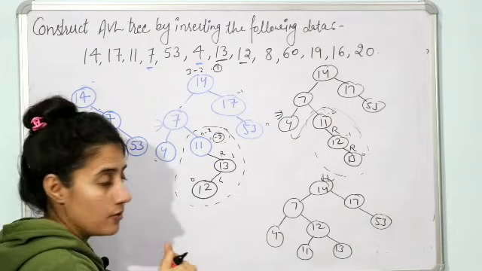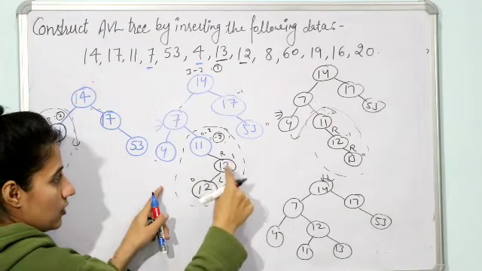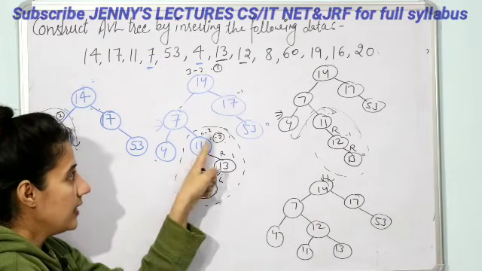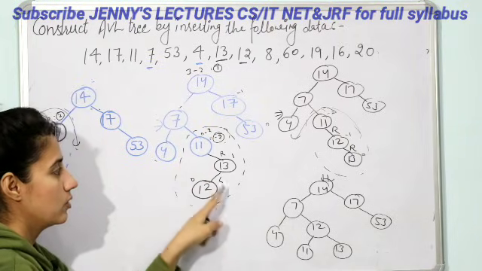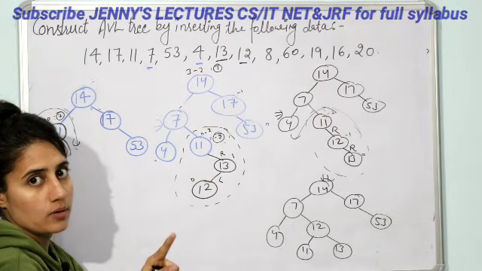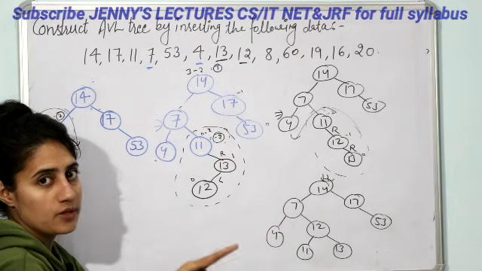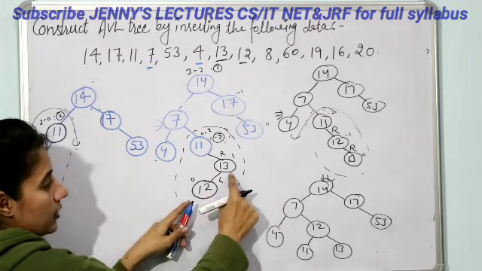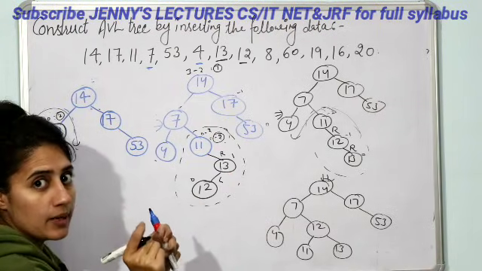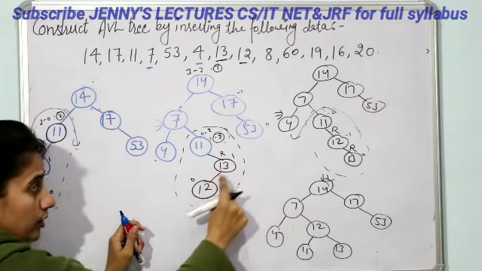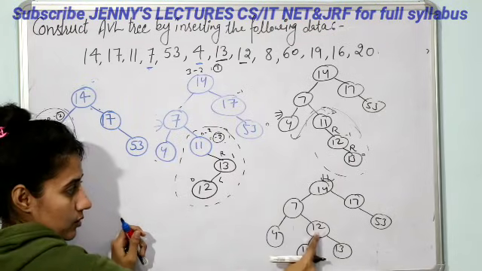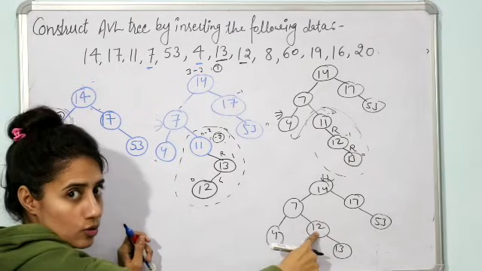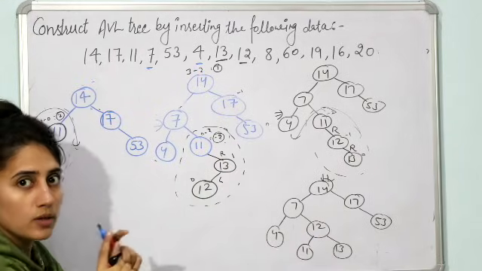Or the simple trick is, see, this is a right or left rotation. Always take care that the median element of these three would be the root, and the remaining two elements would be the children. You can check out, of 11, 12 and 13, which one is the middle element or the median element? Obviously 12. Now see, after two rotations, right and left, we got 12 as the root and 11 and 13 as the children.